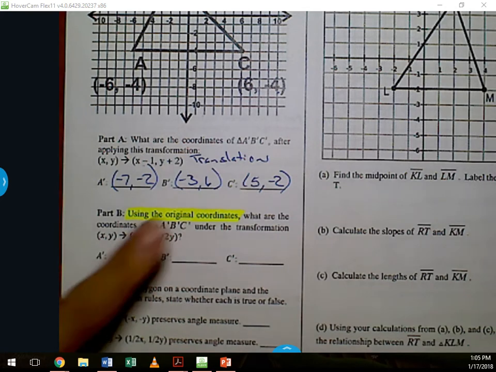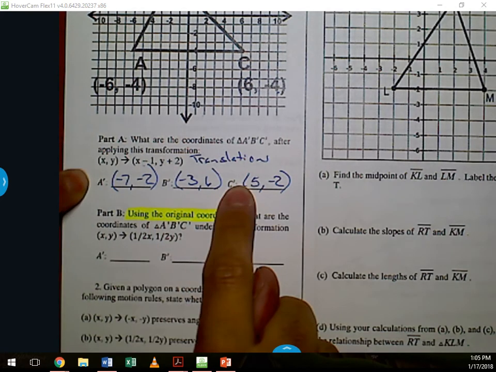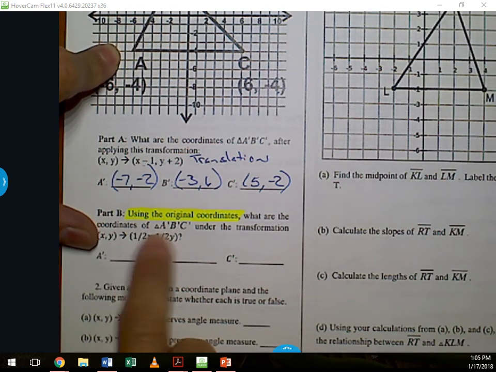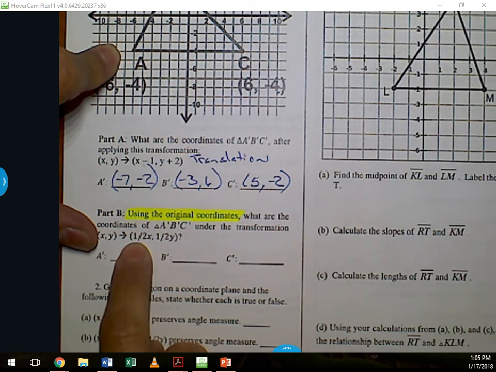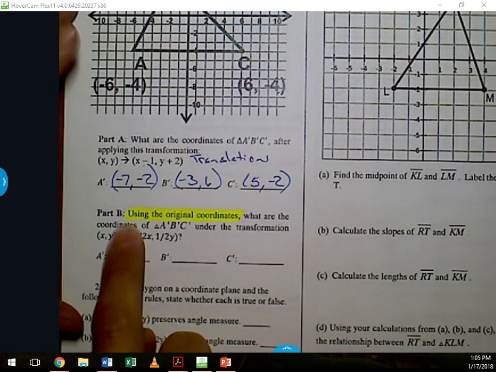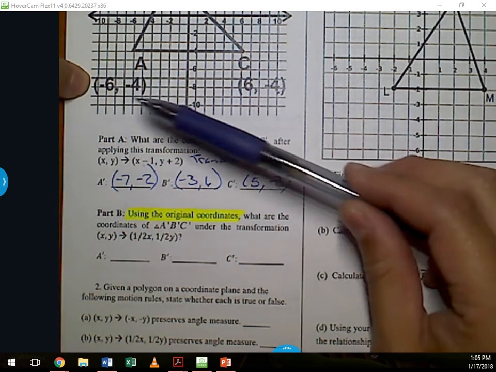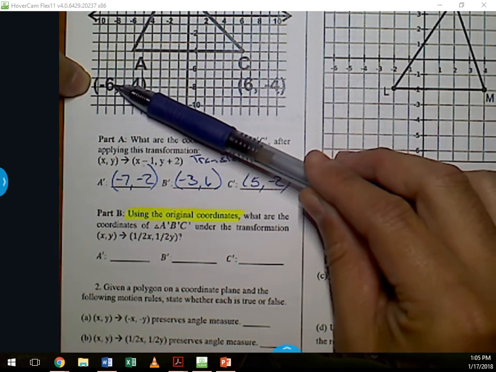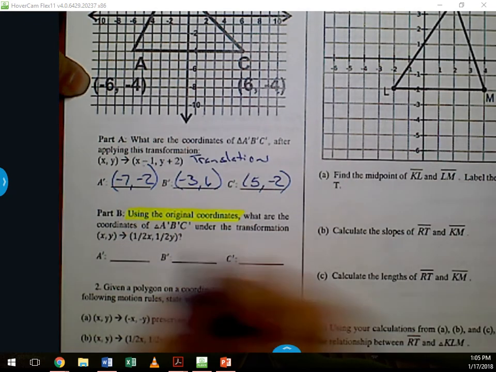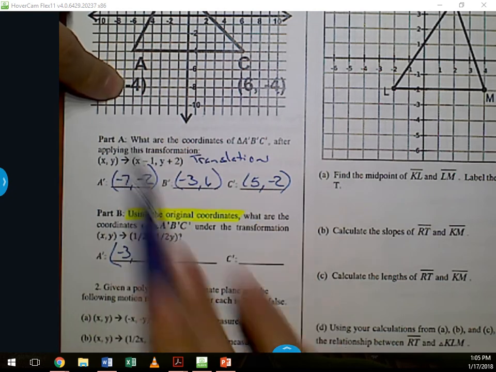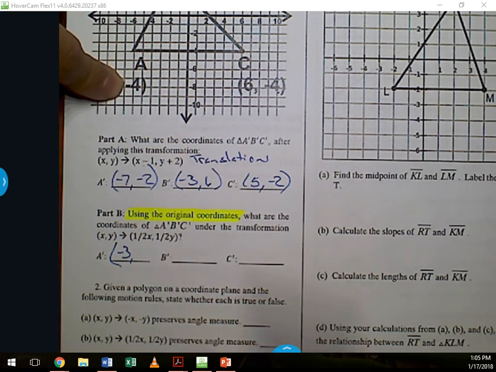So we have the pre-image. So that means I'm not using these. I'm using these up here. Now, according to this, what am I doing to each one of the values? I am multiplying it by 1/2, or also I could say I'm dividing it by 2. So multiplying it by 1/2. So let's take a look at A again, which I have up here. So A, negative 6 times 1/2 gives me negative 3, right? Negative 4 times 1/2. Negative 2.